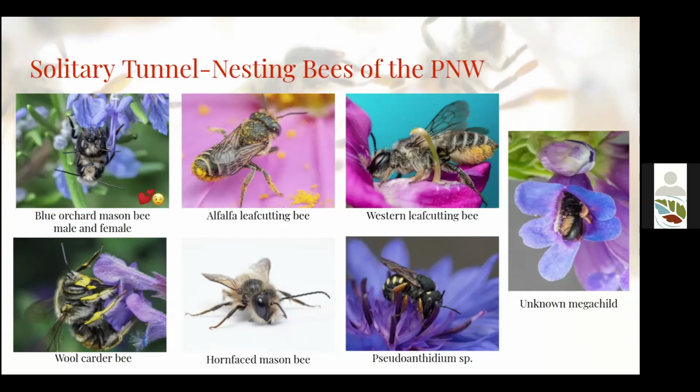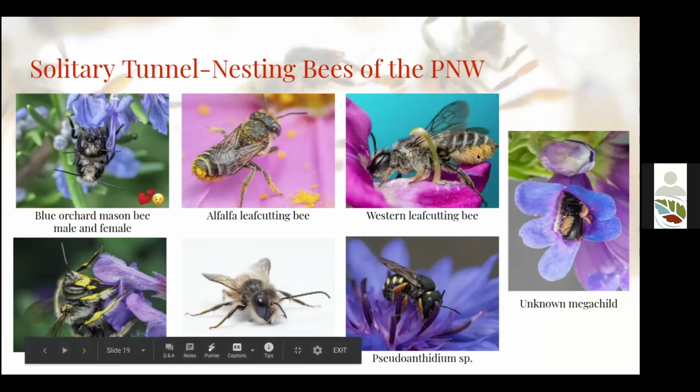But if we move a little bit later into the season, the solitary tunnel nesting bees that we'll predominantly see will be alfalfa leaf-cutting bees, western leaf-cutting bees, and then other leaf-cutting bees that might be around. And there are many species of those as well. And their relative abundance in the area is quite different depending on the species.